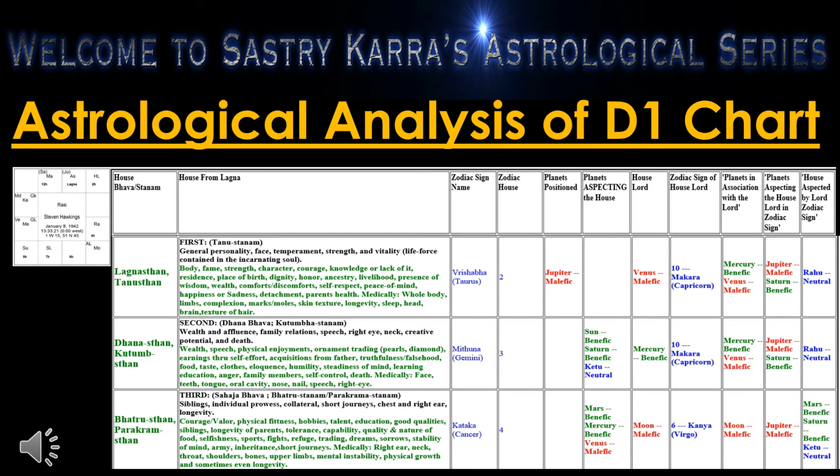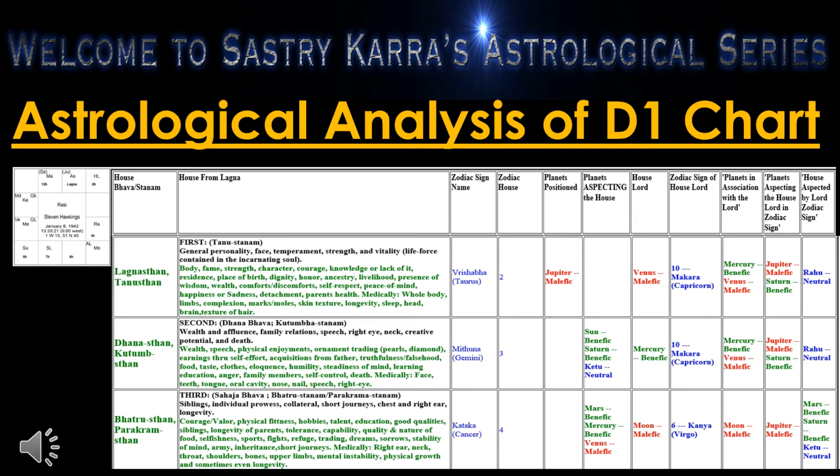Death, because the 2nd house is Marakasthanama, so it also talks about the type of death, not the place of death, the type of death. What type of death might occur? It is the 7th house that tells you the place of death, where exactly the death will occur. So the 2nd house is Gemini, the natural 3rd house.